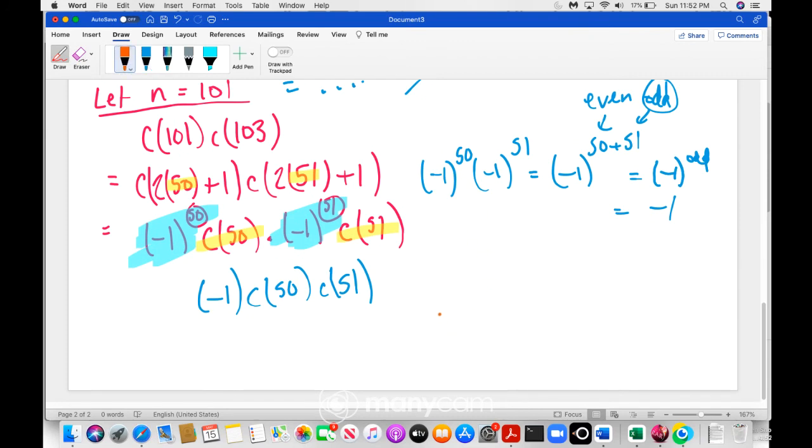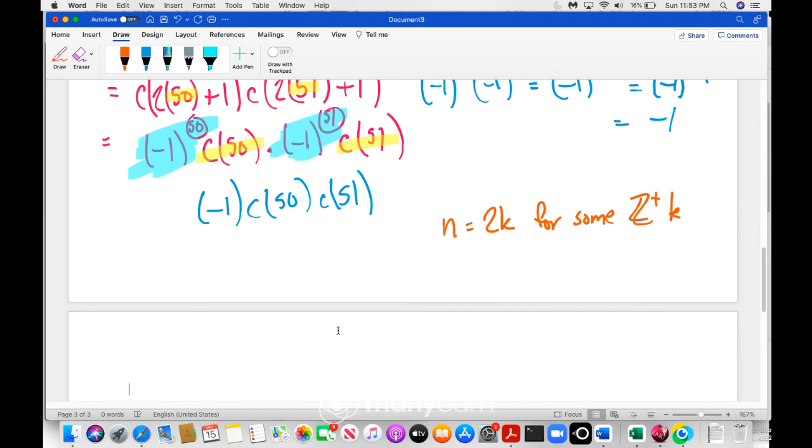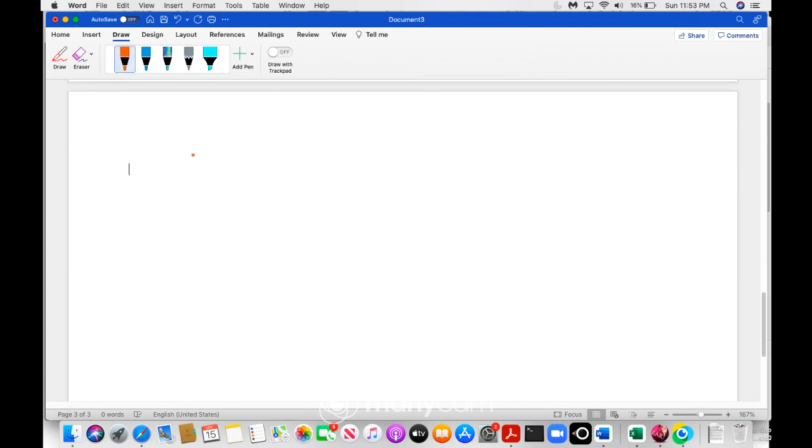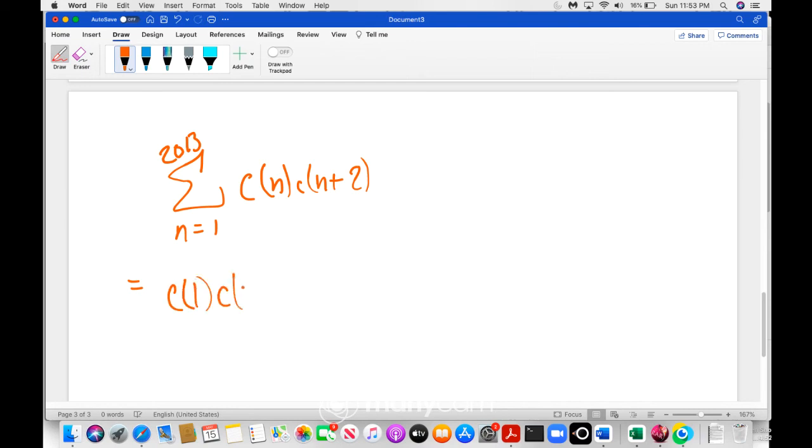If you wanted to say, let n equal 2k for some positive integer k, if you want to go this route, I'm sure you can come up with a good argument. But my point is the only thing that we have to be careful of is that we start on an even integer. So to finish this problem off, all we're going to do is say that the sum from n equals 1 to 2013 of C of n times C of n plus 2 is the same as C of 1 times C of 3, right? So this is the n equals 1 case.